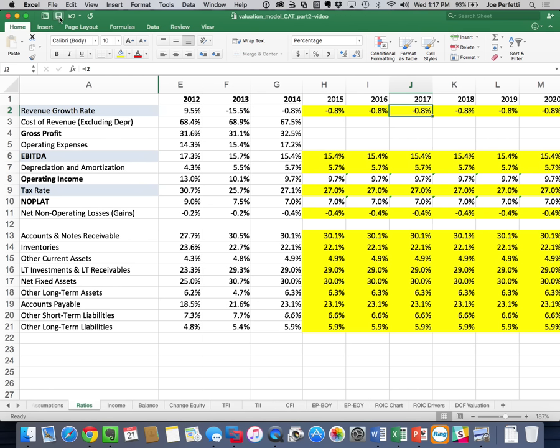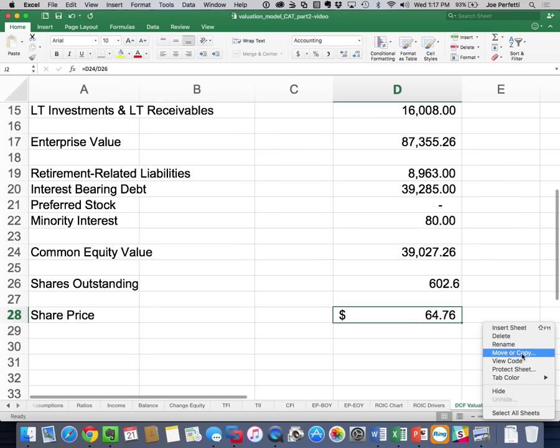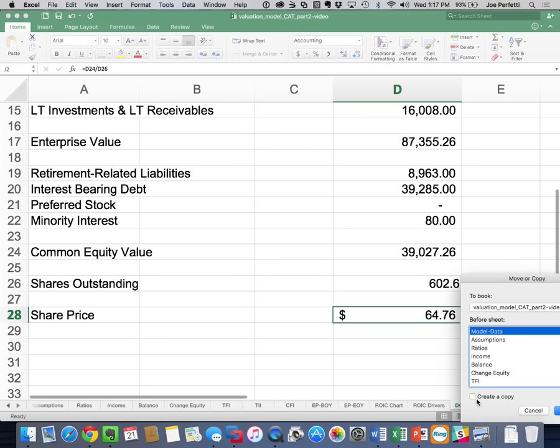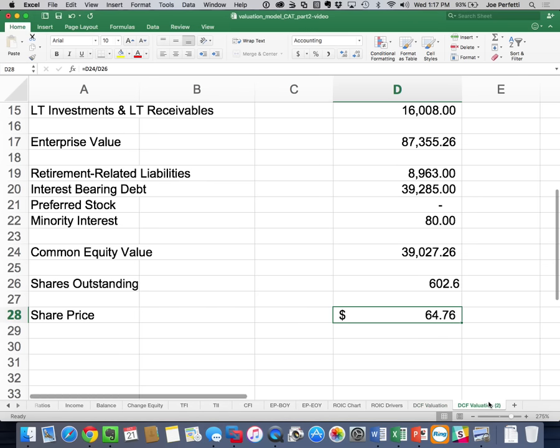So to make our lives a little bit easier, we're going to take this tab we just created and clone it. Using your mouse, right-click on DCF valuation, move or copy, create a copy, move to the end, hit OK, and I now have a copy of the DCF valuation tab, which I will rename by clicking on it, the EP valuation, or the economic profit valuation. Okay. So now we're going to do an economic profit valuation of CAT.